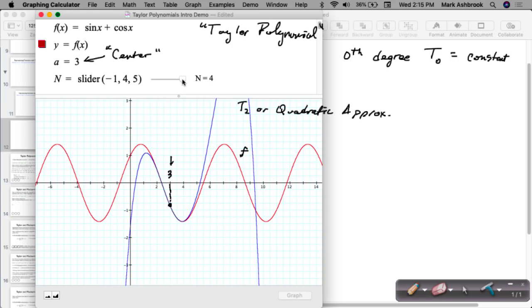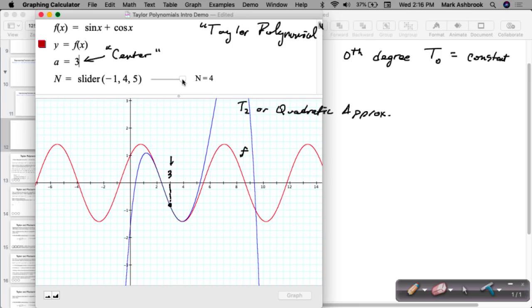Here's the 4th degree. So this is the quartic polynomial trying to be like the function. So with higher and higher degree polynomials, you get better approximation for a wider range around 3 each time. Okay, so this is the idea behind Taylor polynomials. Trying to replicate the function with some degree polynomial.